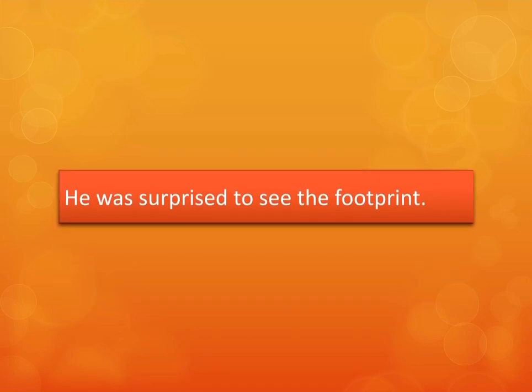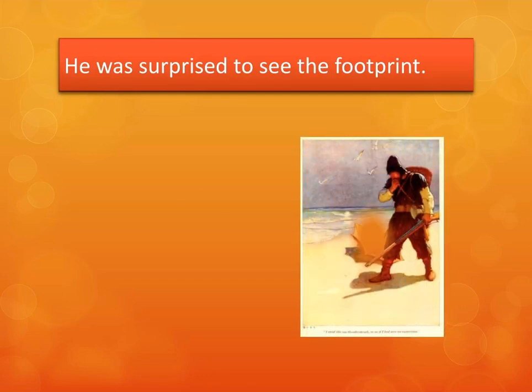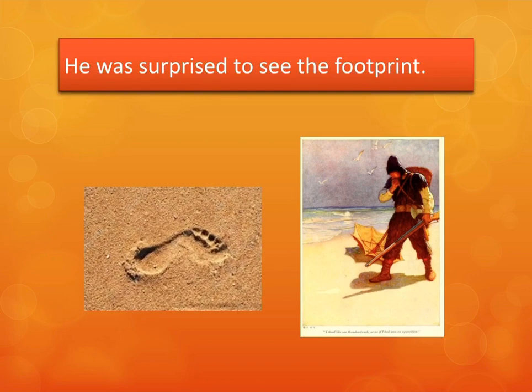He was surprised to see the footprint. Now, can you tell me why he was surprised? He was surprised because there was no one on the island. He was alone on the island. And he thought, how had this footprint come here? In the picture, you can see Robinson Crusoe looking at the footprint of a man.